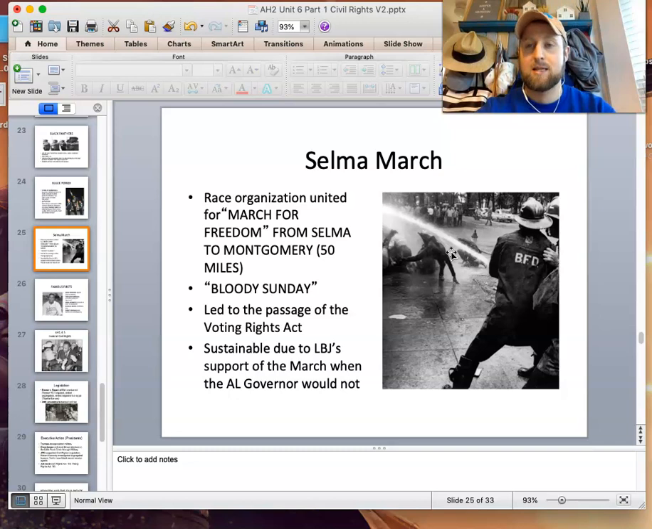Bloody Sunday was the second time. That's where they were met with the most force: tear gas, batons, bullets, rubber bullets, but bullets. It is the third time when LBJ orders the racist governor, George Wallace of Alabama, to allow the African Americans to march through Selma, or he's going to send in the National Guard, that this attention is brought to the Voting Rights Act, and it leads to it passing in Congress, which is what makes this so important.